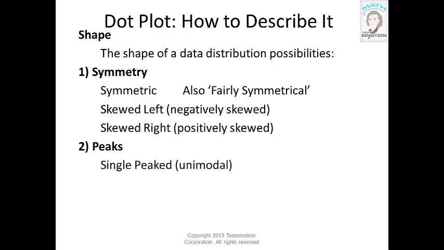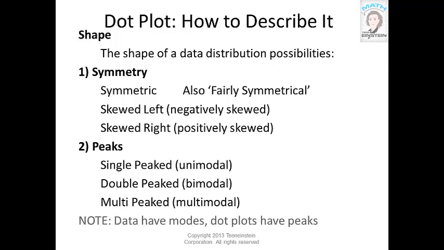Peaks. Single peak, there's only one mode. There may be bimodal, two peaks, or multi-peak, multimodal. Data have modes, dot plots have peaks. When your data have more modes, then the dot plot will have more peaks.